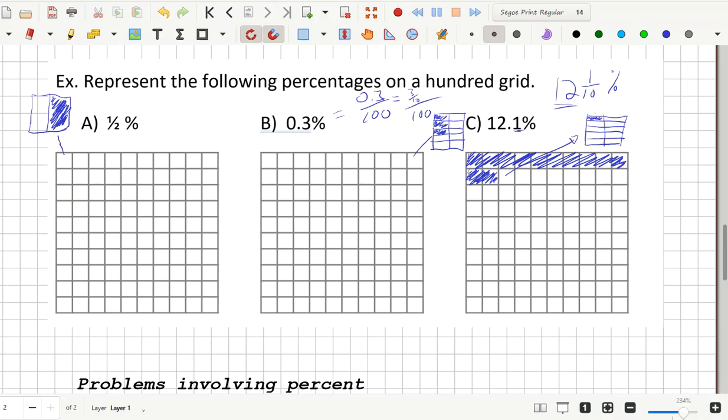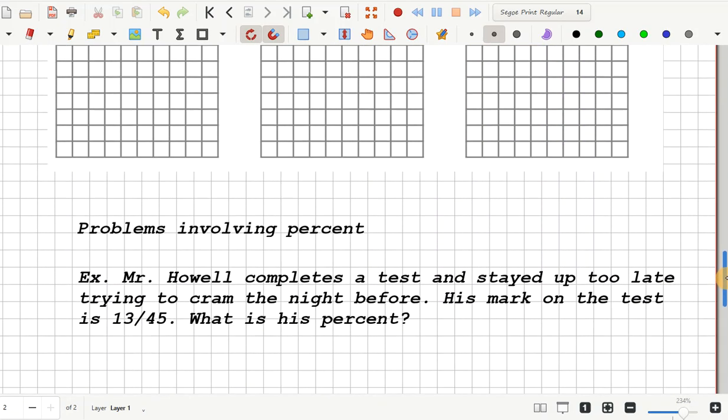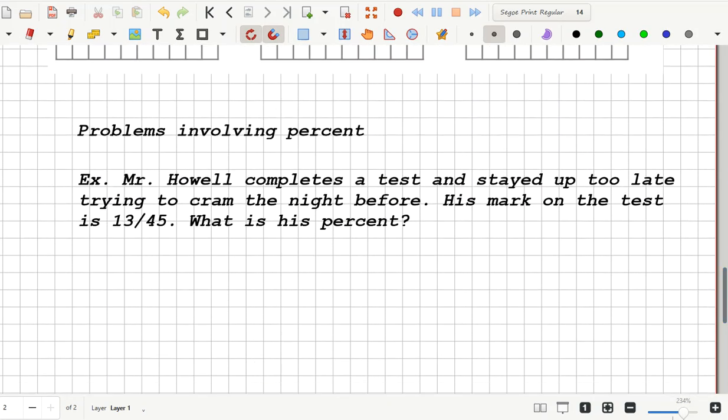So I guess you could fill in the box a little bit, just to show that you're filling in a little bit of that box, and then to show it expanded above. So it's a good idea to take one of those boxes and expand it when we're dealing with small percents. Let's look at a couple problems involving percents.